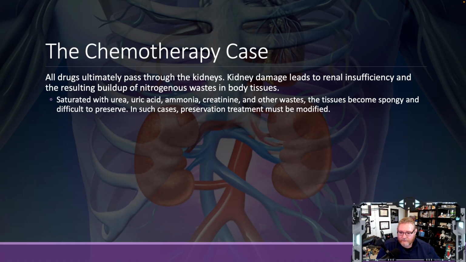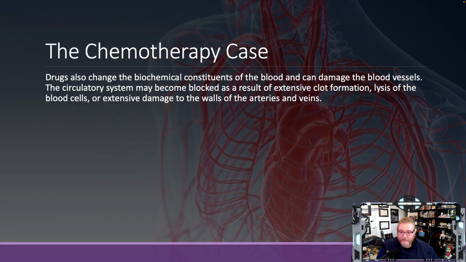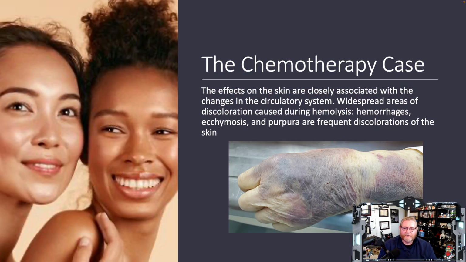In such cases, preservation treatment must also be modified. Drugs also change the biochemical constituents of the blood and can damage the blood vessels. The circulatory system may become blocked as a result of extensive clot formation, lysis of the blood cells, or extensive damage to the walls of the arteries and veins. The effects on the skin are closely associated with the changes in the circulatory system. Widespread areas of discoloration caused during hemolysis can be hemorrhages, ecchymoses, and purpura. Essentially, bruising.